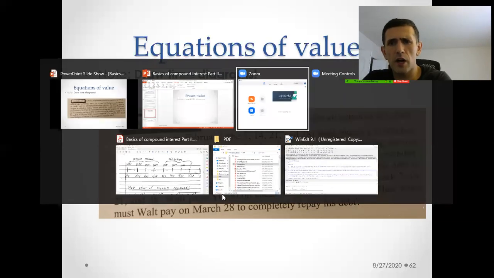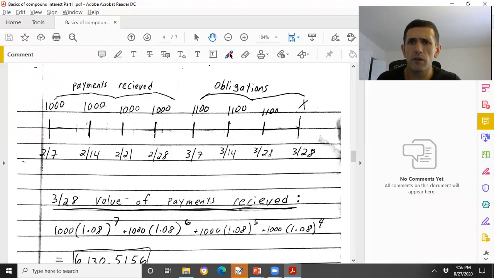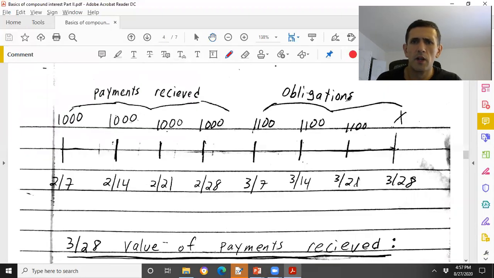So let's look at this problem here. Okay. So right here we have, let me get my little pencil out here. These are the payments that he received. This is the money he received. And this is his obligations. This is what he has to pay, all 4 of these. Okay.